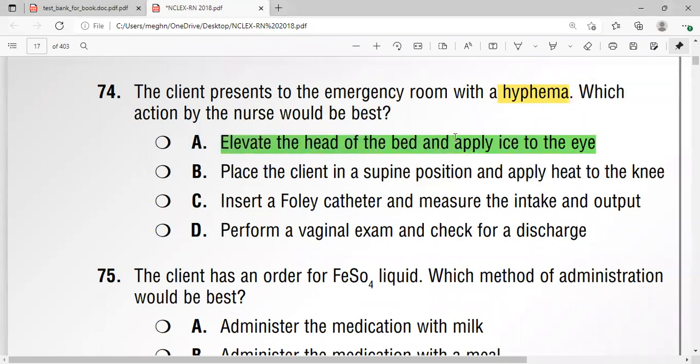As I told you, hyphema is blood in the anterior chamber of the eye. The client should have the head of the bed elevated and also needs ice applied. Answers B, C, and D are incorrect and do not treat this problem.